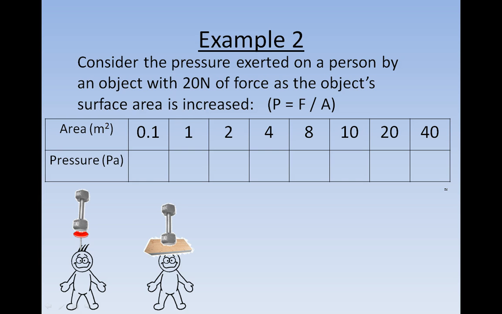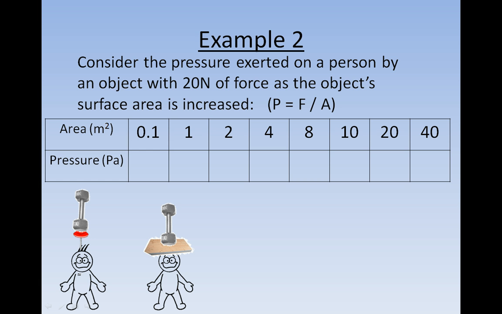Okay, and here's another example. Let's consider the pressure exerted on a person. Yes, we have this poor little person here. We're going to try to put a weight on his head that has a force of 20 newtons. What's going to hurt worse, do you think? If the surface area is small, like the head of a pin, or if the surface area on his head is large, like a piece of wood with the weight on top of it? Obviously, the pin's going to hurt a lot more because all the pressure of the weight is centered on just one tiny part of his head. Poor little guy, he's going to get crushed.